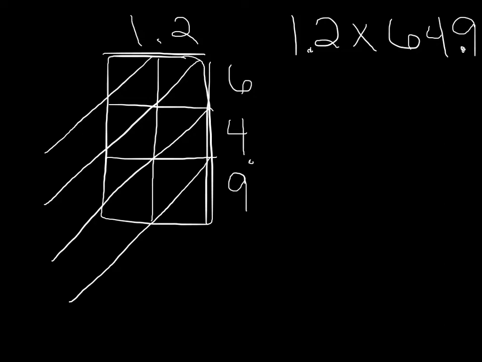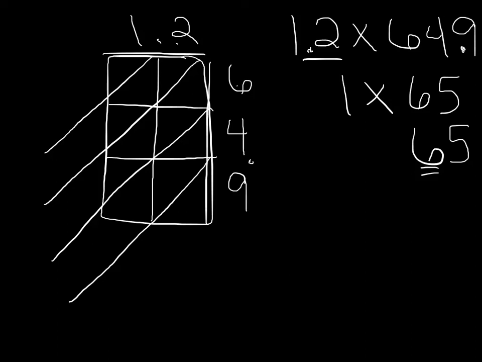Before I even start this multiplication problem, I want to do a magnitude estimate just so I know when I get my answer where the decimal place should go. 1.2 is pretty close to 1. 64.9, I'm just going to round that to 65 because I know I can multiply anything times 1. So I'm looking for an answer that's around 65, an answer that's probably going to be in the tens place. So let's do my multiplication now.